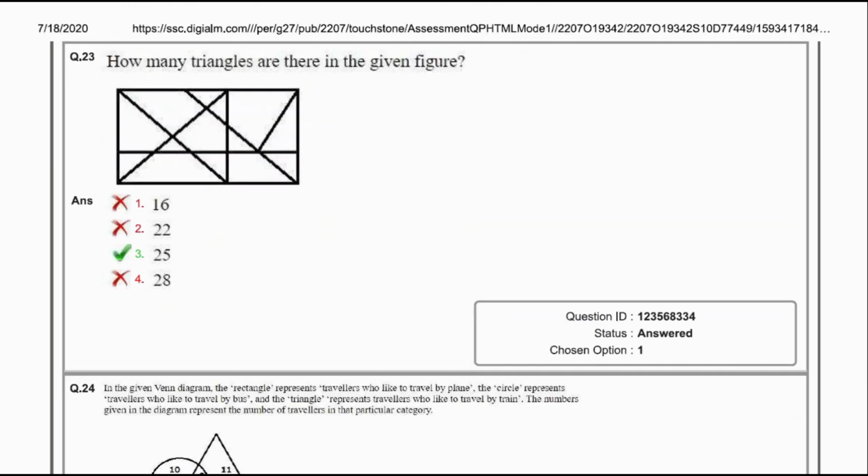Then move to question number 23. How many triangles are there in the given figure? Then you need to calculate. The option 3rd, 25.